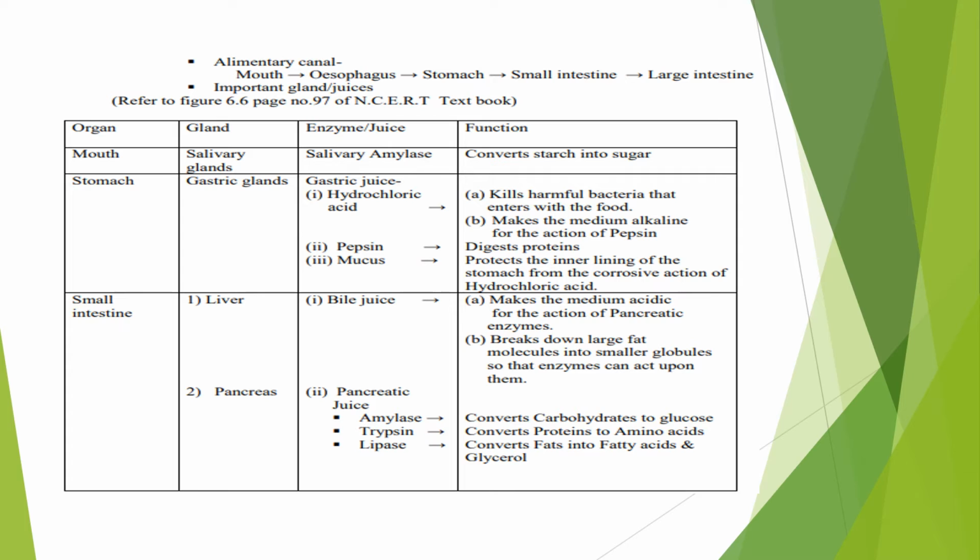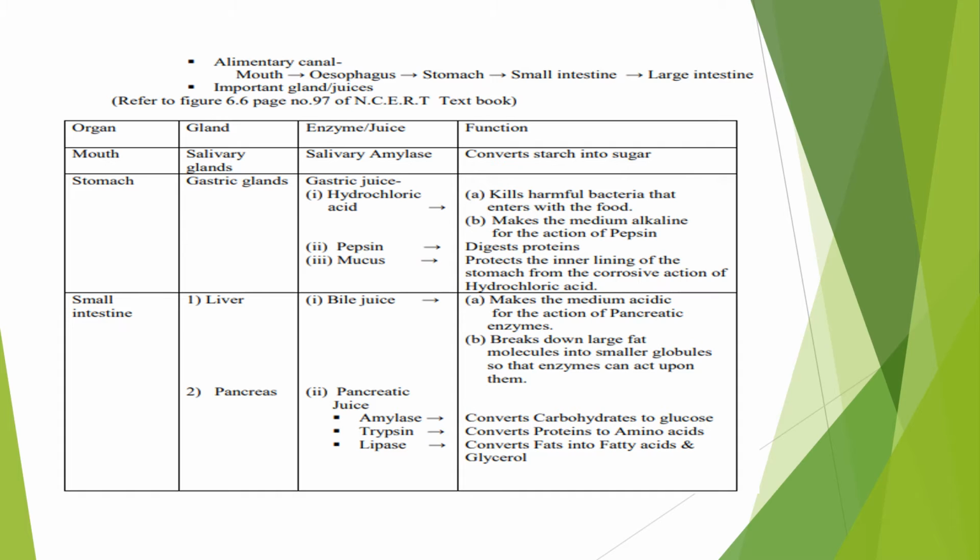After this, here again the alimentary canal is shown in a flow chart. You can see that when the food enters the mouth, then it goes into the esophagus, and after that it passes to the stomach, and from the stomach it is digested in the small intestine, and after that it goes to the large intestine. Now you can see here a box. It is also given in your book in figure 6.6 on page number 97.